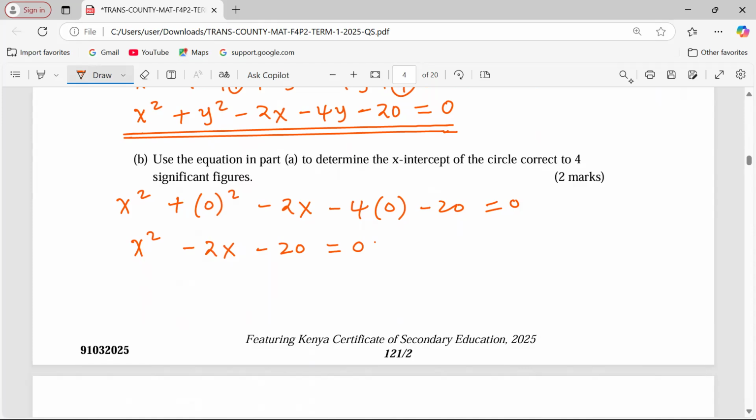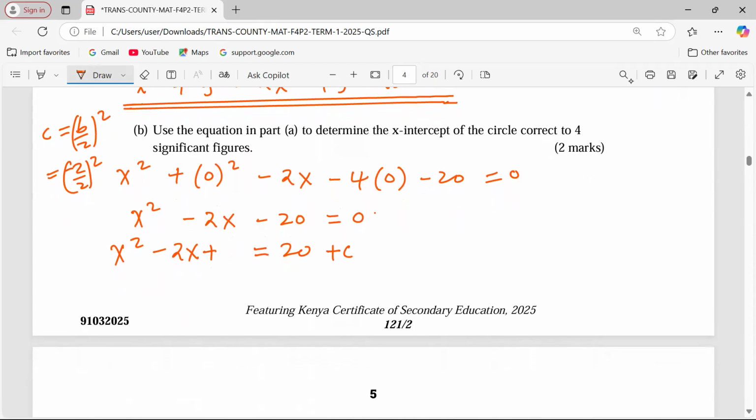Allow me to use the completing the square method, whereby I should be having x squared minus 2x equals 20. 20 becomes positive, but I'm now supposed to add a constant here and also here. How do we add the constant? The constant is such that I'm trying to make the left-hand side a perfect square. So it is such that (b over 2) squared will give us that constant. So b is negative 2. When we divide it by 2, then we square, we shall get that constant. Negative 2 over 2 is negative 1. Squared, it becomes 1. So the constant c is 1.